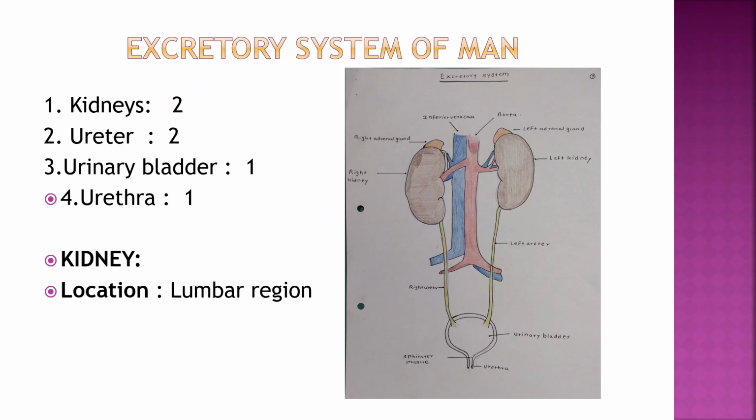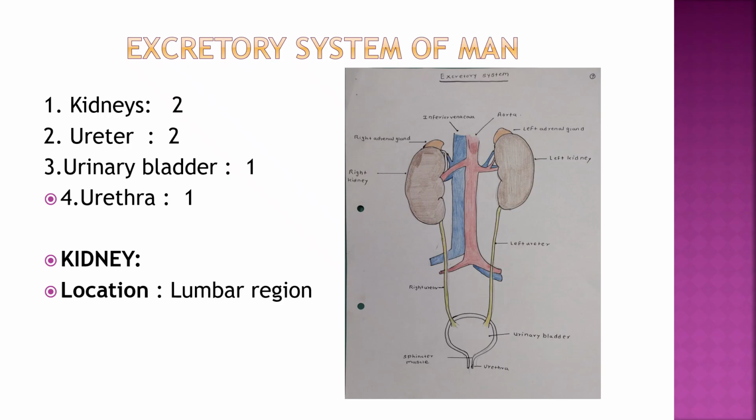Hello students, today we will see the excretory system of man. The excretory system, that is the urinary system of man, contains kidneys, 2 in number, ureters, 2 in number, then urinary bladder, 1 in number, and urethra, 1 in number. The main part of the excretory system is the kidney.